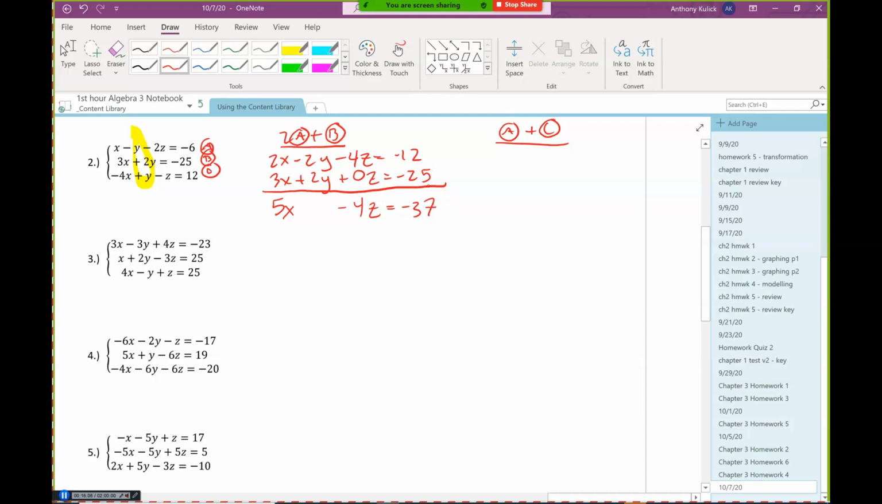And then if I do a plus c, I'm not going to rewrite a and c since we didn't change them at all. I'm just going to look at the equation. So 1x and negative 4x is negative 3x. Negative 1y and positive 1y is 0y. Negative 2z and negative 1z is negative 3z. And negative 6 plus 12 is positive 6. So those are going to become my new system.